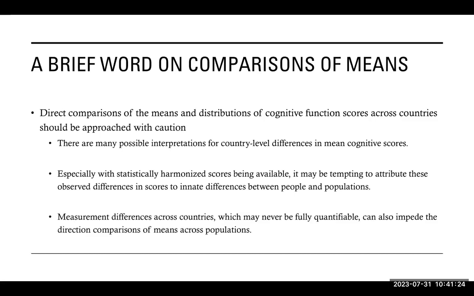I think any differences that we're seeing in the means and distributions probably reflect not only some residual measurement differences, but also differences between populations and that totality of life course risk and protective factors that people are experiencing, which are really contextually shaped and hopefully modifiable ultimately. That's something we want to achieve in the end, right?